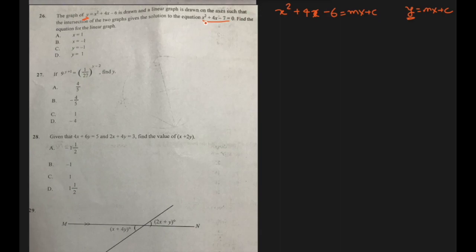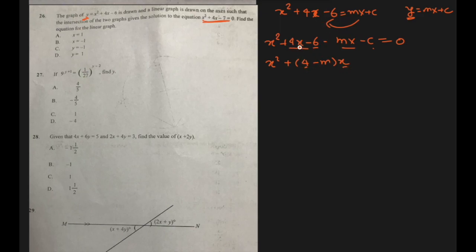And they said as a result, we got this one. So let's find the result of these by moving both of them here. So x square plus 4x minus 6 minus mx minus c equals 0, because nothing is left on the right side. Let's combine the x's and constants. So x square plus 4 minus mx. Take your time to understand this.